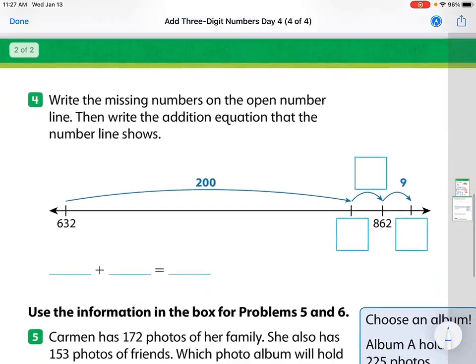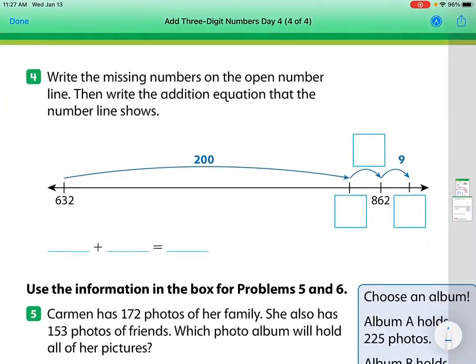All right, let's move on to the next one. The next one is a number line. Now, we can just do this one real quickly together. I'm not going to make you do this one on your own. It says, write the missing numbers on the open number line, then write the addition equation that the number line shows. I can tell that I am adding up, okay, and that I've started with the number 632.